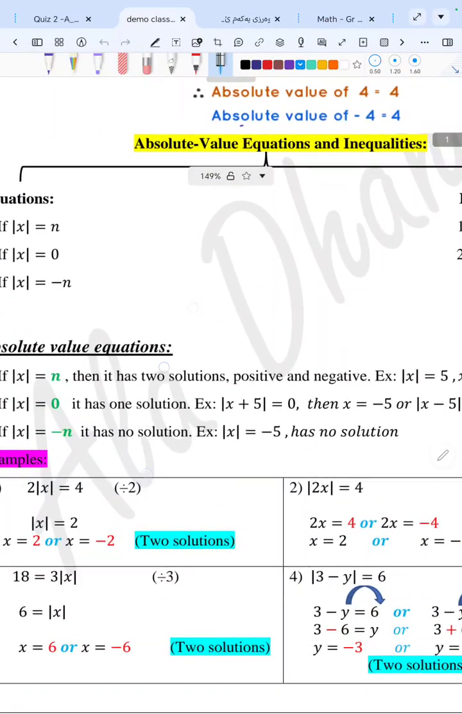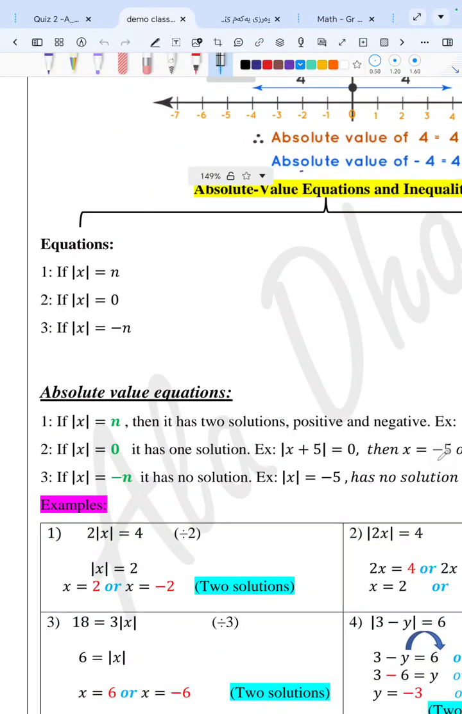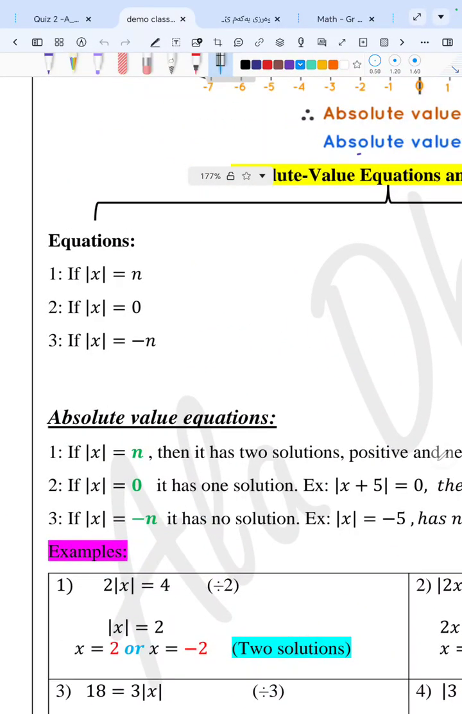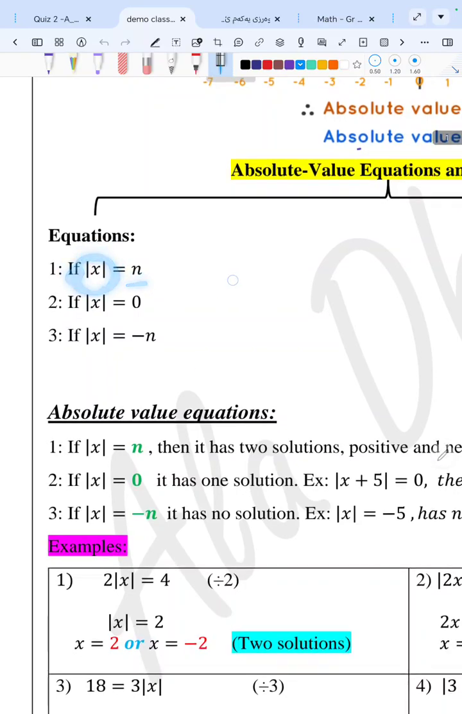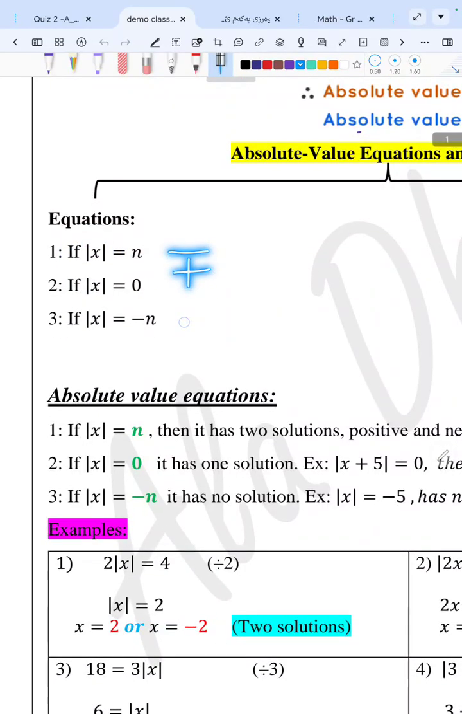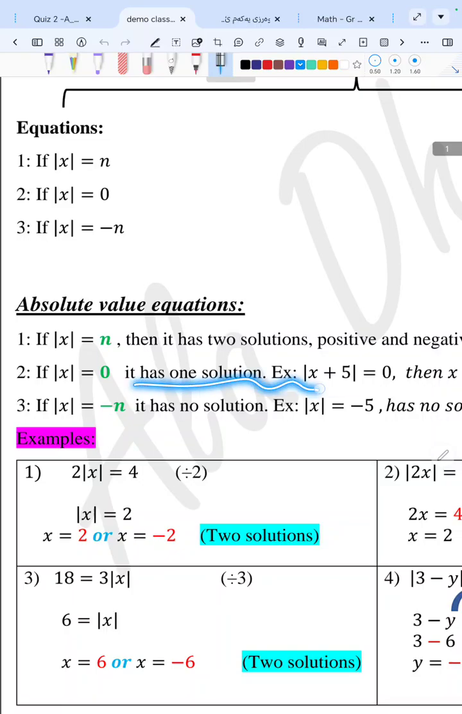Now let's see. For absolute value equations, there are three types of questions. The first one: if the absolute value of x, with no number with it, pay attention, equals a number, it has two solutions, positive and negative. If the absolute value of x equals 0, it has one solution.